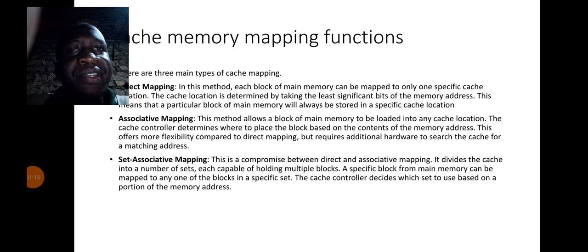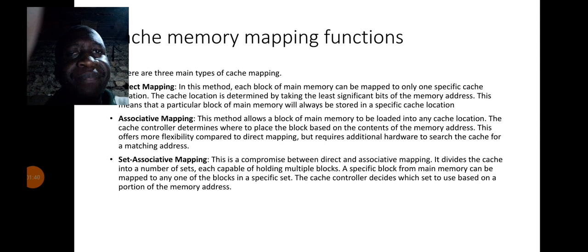The second one is associative mapping. This method allows a block of main memory to be loaded into any cache location. The cache controller determines where to place the block based on the context of the memory address. This offers more flexibility compared to direct mapping, but requires additional hardware to search the cache for a matching address.